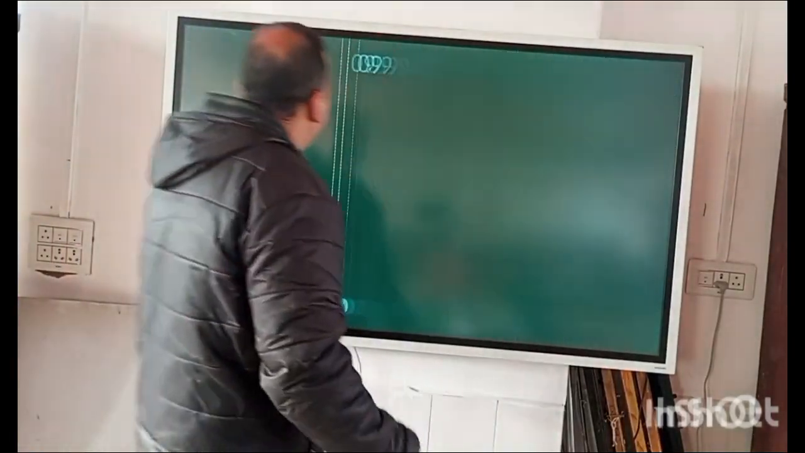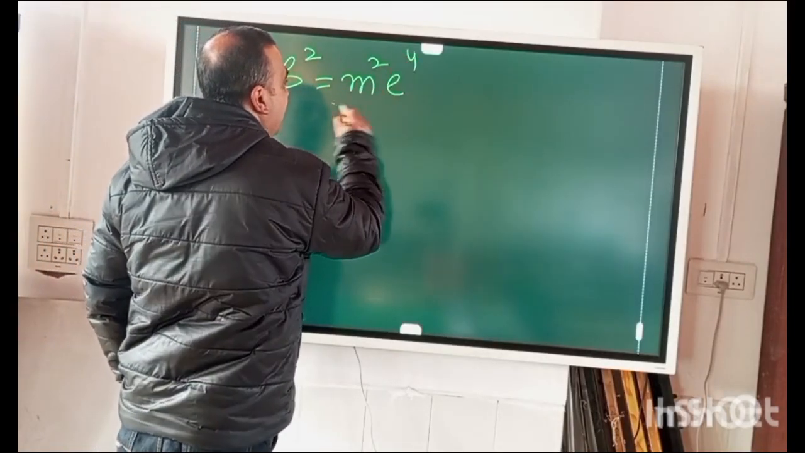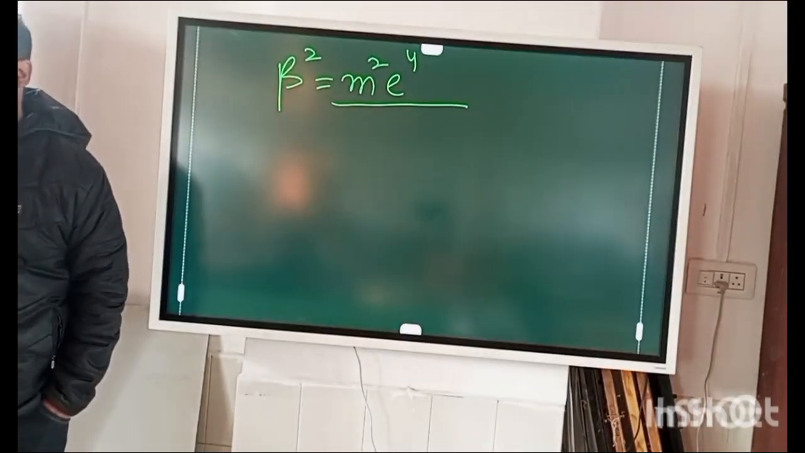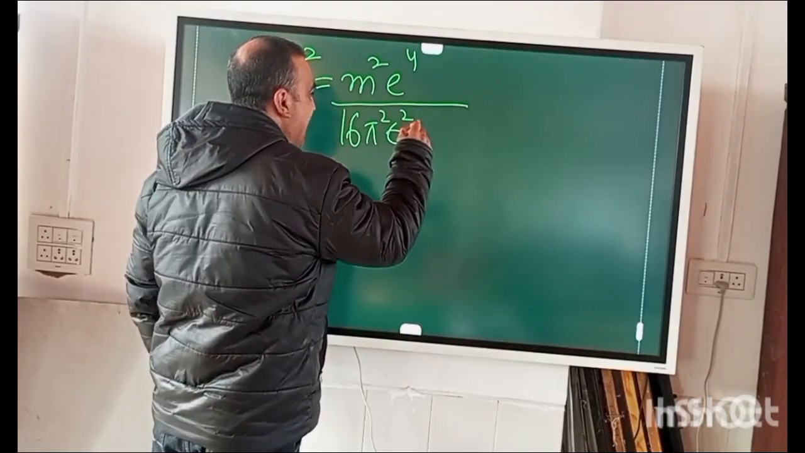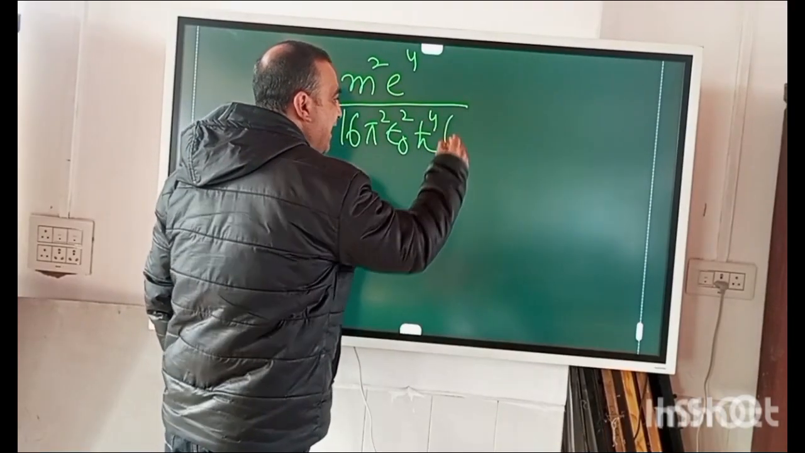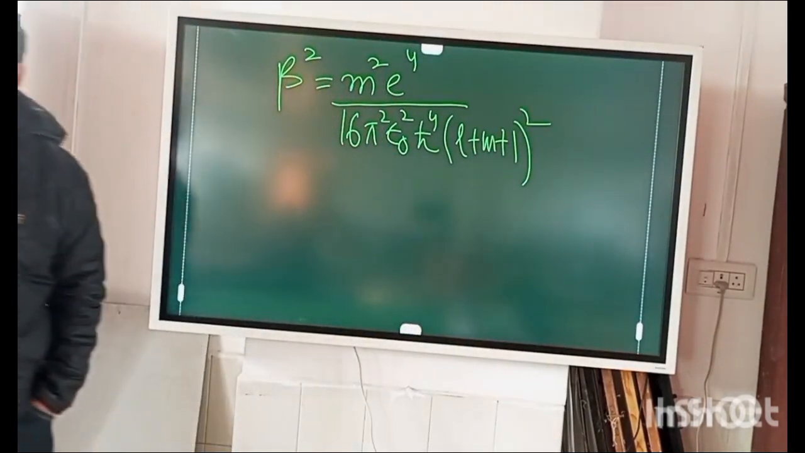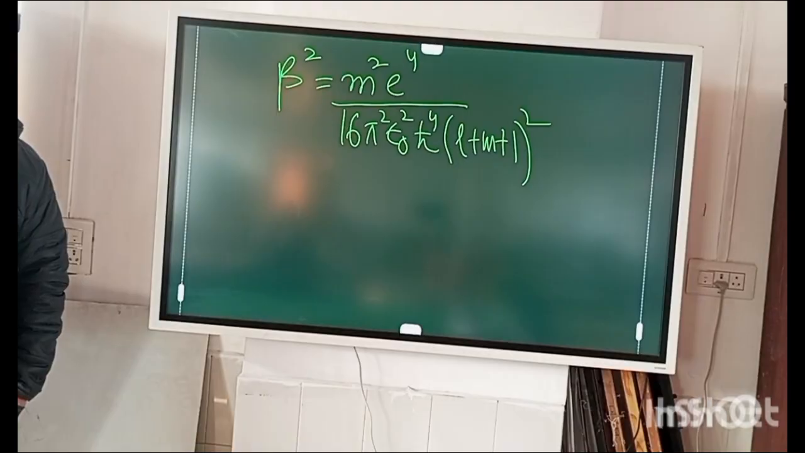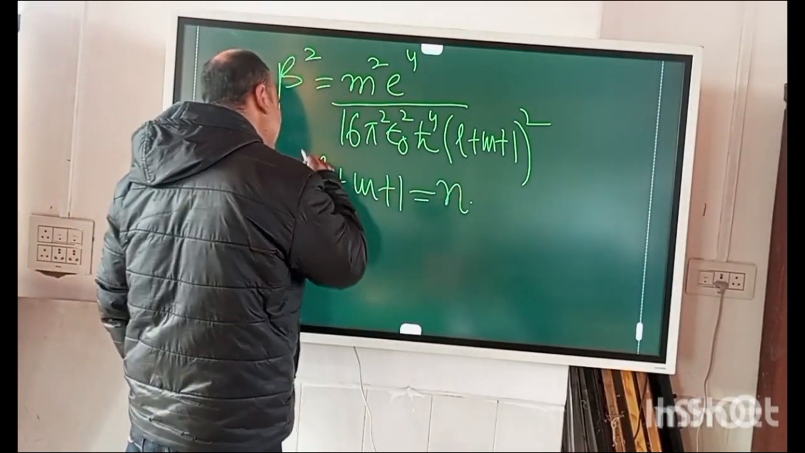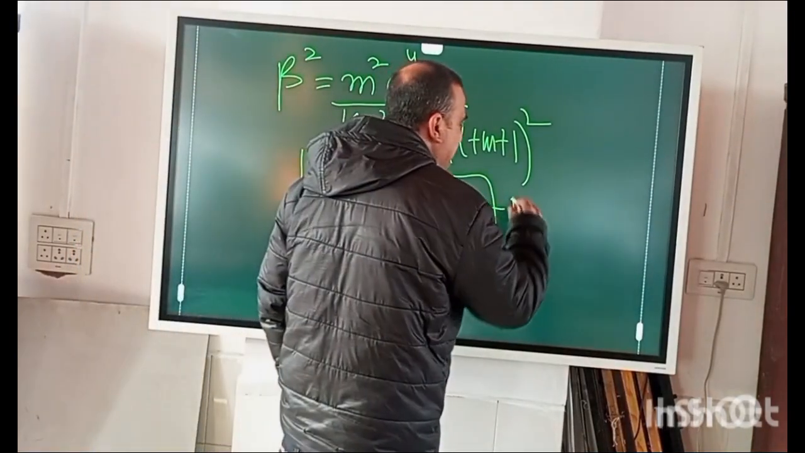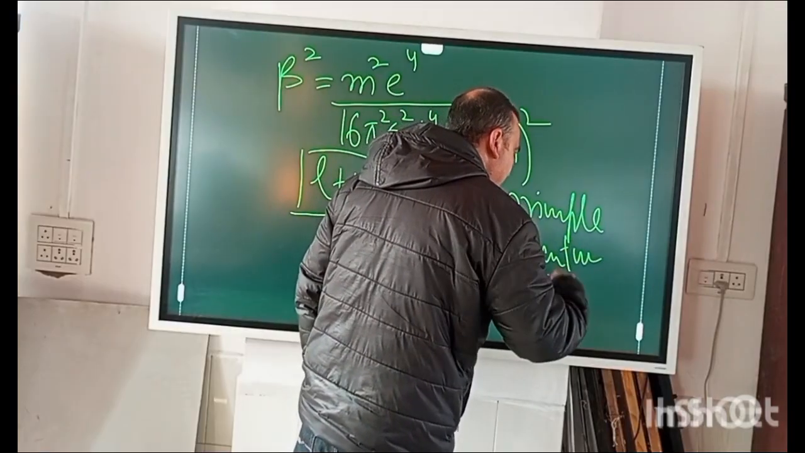I will get beta square is m square e to the power of 4 divided by 4 fours are 16 pi square epsilon naught square h bar 4 then L plus m plus 1 whole square. Now do you know what this L plus m plus 1 is? This L plus m plus 1 is nothing but n, what is called the principal quantum number.